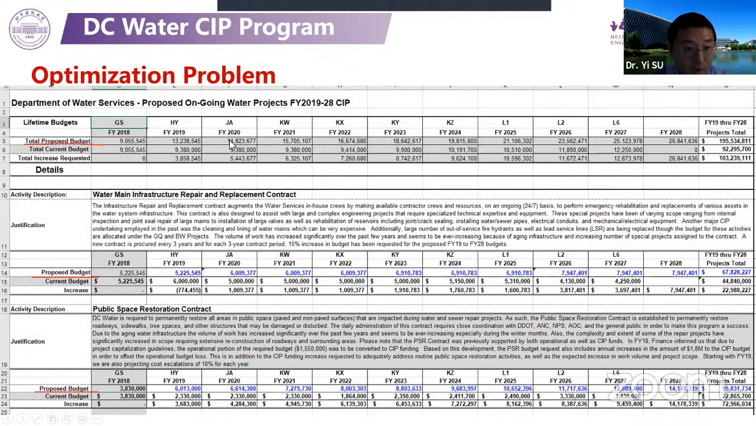So this is the budget for each category, like water main infrastructure replacement, public space restoration contract. Each year, how much is the proposed budget, current budget, increase or decrease, and some of them is the total budget.